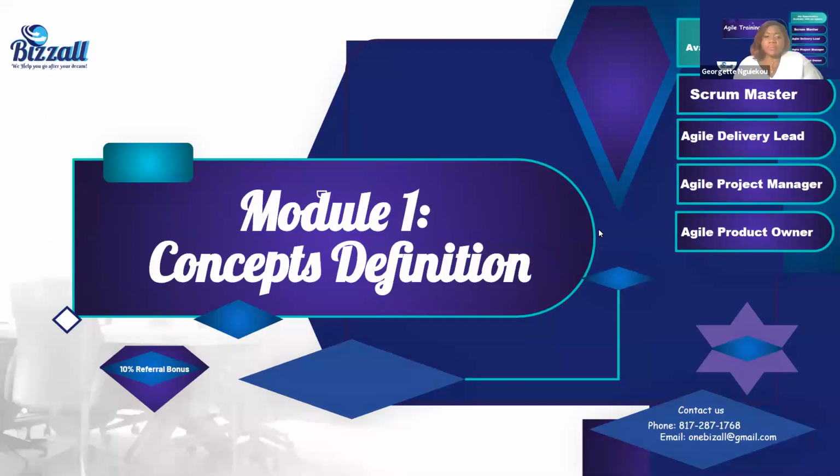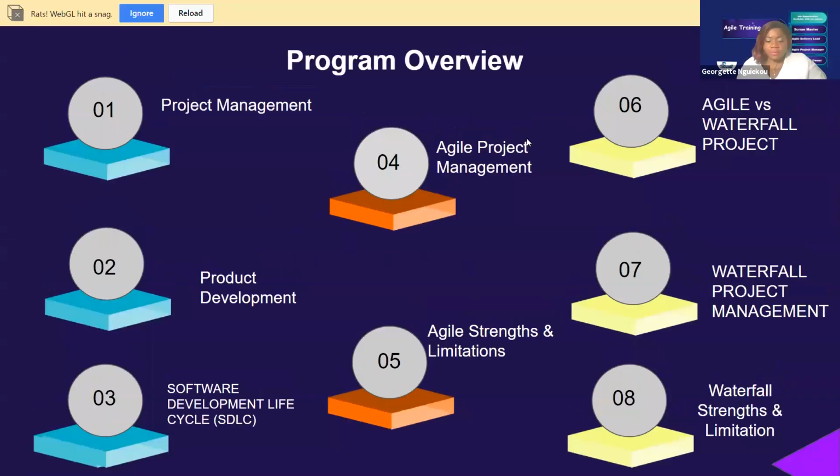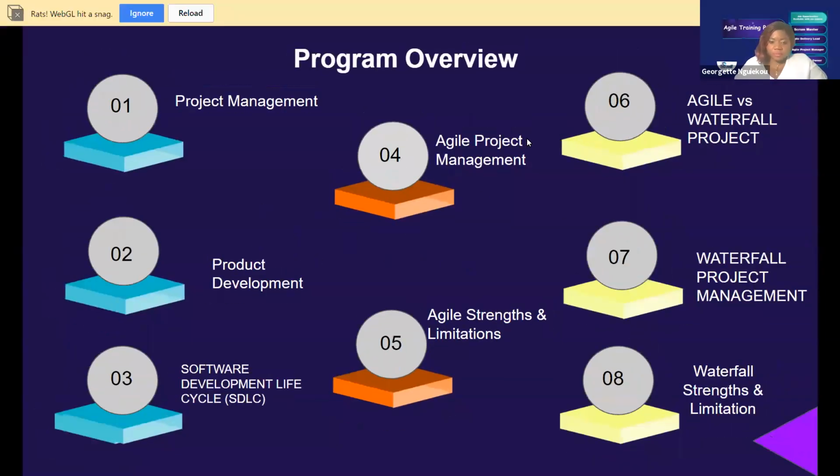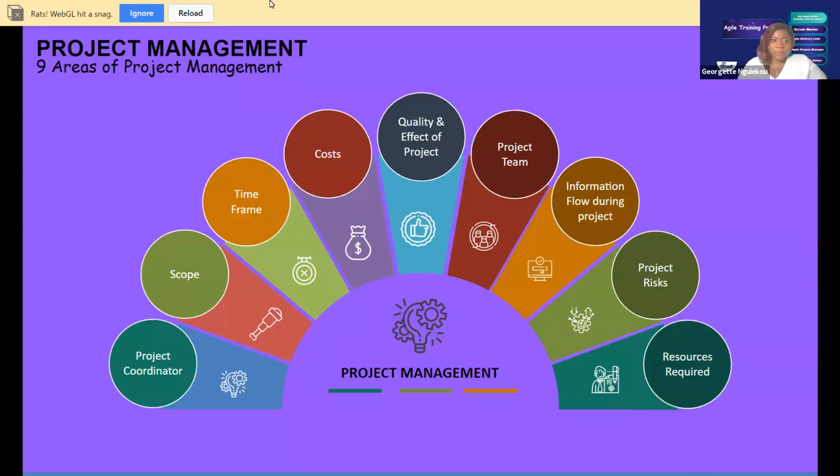Okay, so today, module one, we want to talk about concept definition. Like I was saying, when it comes to agile, waterfall, or what we talk about in the project, the bottom line is what? You have a project. You want to build something, you want to create something. You want to make something happen.